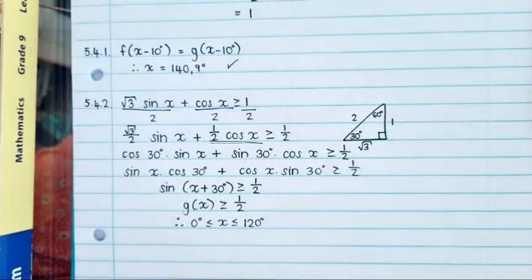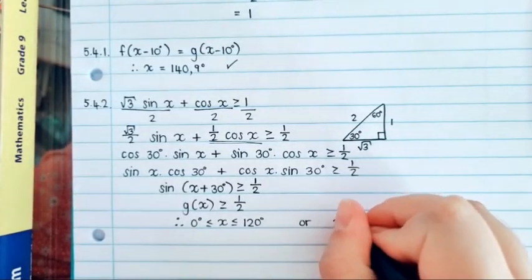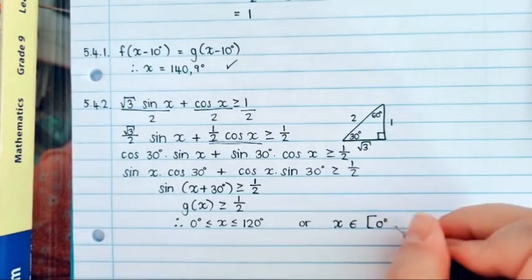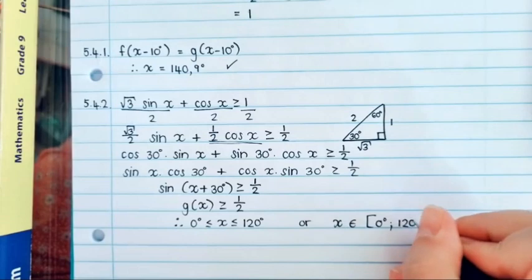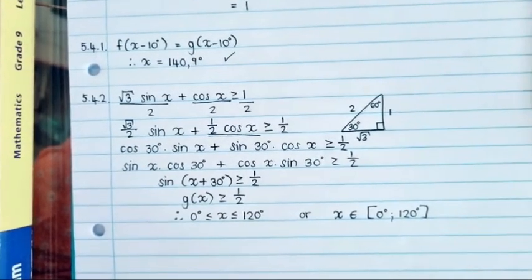Okay, someone asked if I could do interval notation for this answer. So you could write it as x is an element of square brackets because we're including 0 to 120 degrees, also square brackets because we're including it.